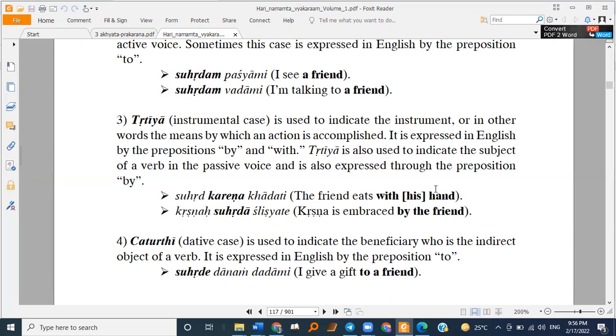Bhavan karanena shrunoti. You are listening through the ear. So the ear becomes the instrument of the activity of listening, hearing. So Tritiya Vibhakti, the third case, the instrumental case, denotes the karana, the instrument.